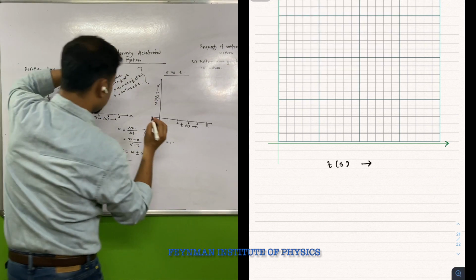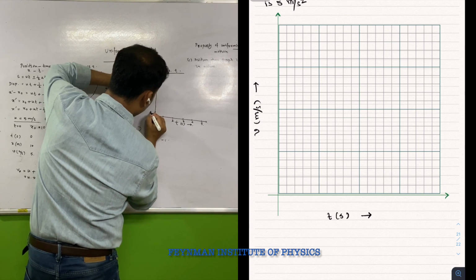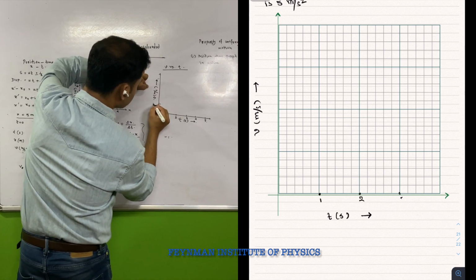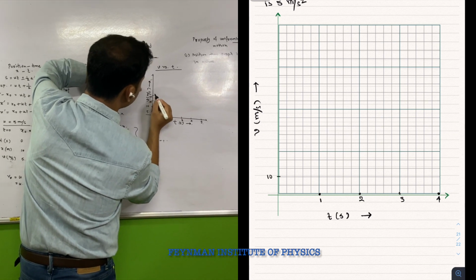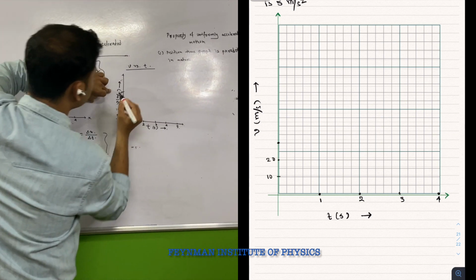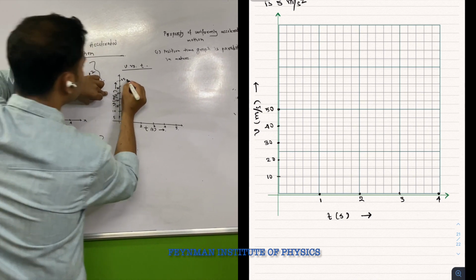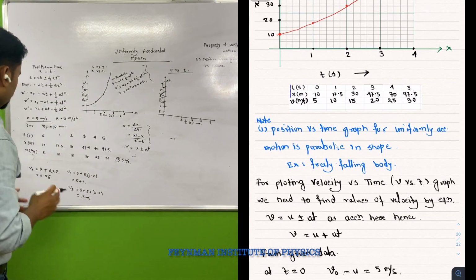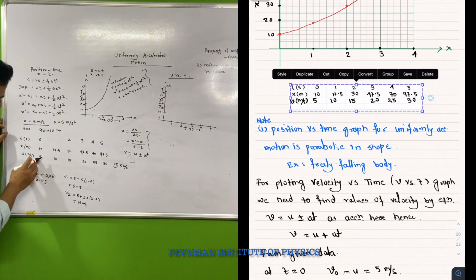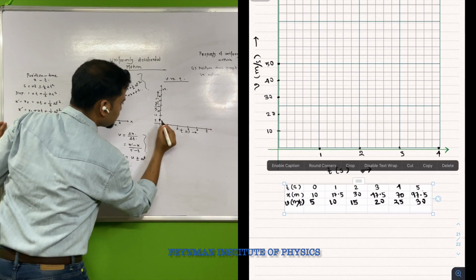And say this is 5 meter per second, this is 10 meter per second, this is 15 meter per second, this is 20 meter per second, this is 25 meter per second, this is 30 meter per second, this is 35 meter per second. So in this way velocity is increasing along the positive y direction. So you can find that at 0 second its velocity is 5 meter per second. So we are starting our graph from this point.